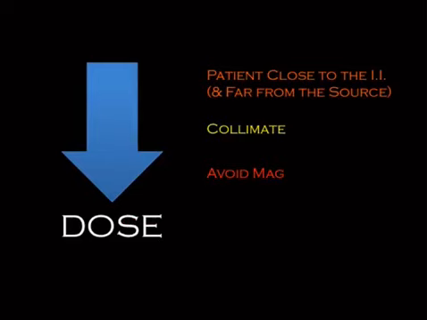All right, so things you can do to decrease the dose. One, you can bring the patient close to the II and far from the source. That's what we diagrammed out there. That's very important. Two, you can collimate. And three, you can avoid magnifying if you can help it. Because, like I said, even though the electronic magnifies less than the geometric type, it still increases the dose.